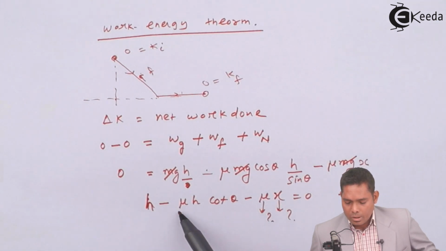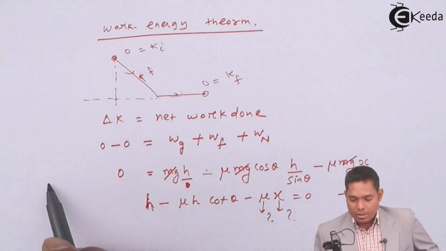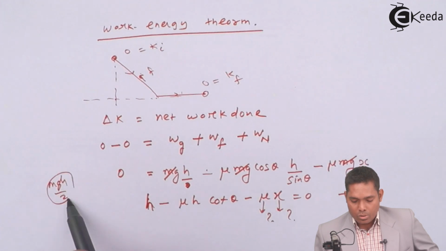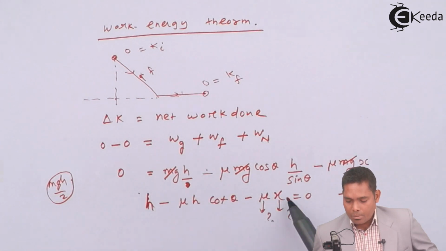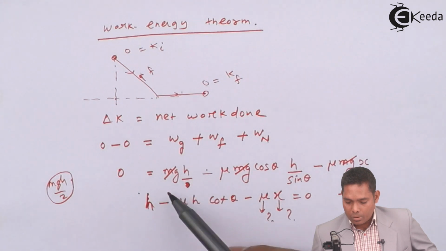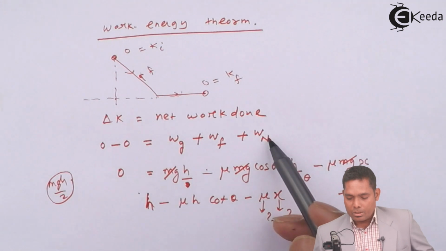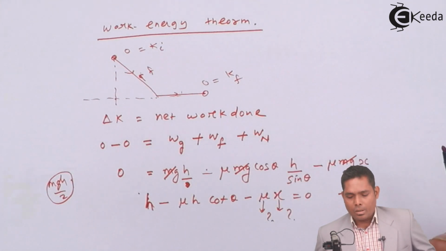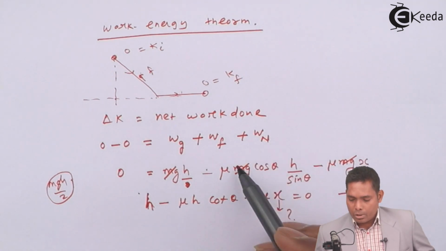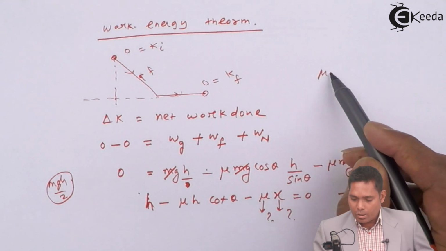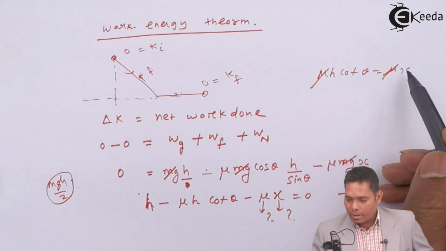Now what we have to do is, in the question it is given that half of the energy, mgh by 2, is used in this first case, and half of it is used in this case. So out of that concept you have to use that mgh by 2 is divided between this work done and this work done. That means these two work done are the same. So I can equate these two equations as well. If I equate these two, then mu h cot theta is mu into x. So from here I can get x also.